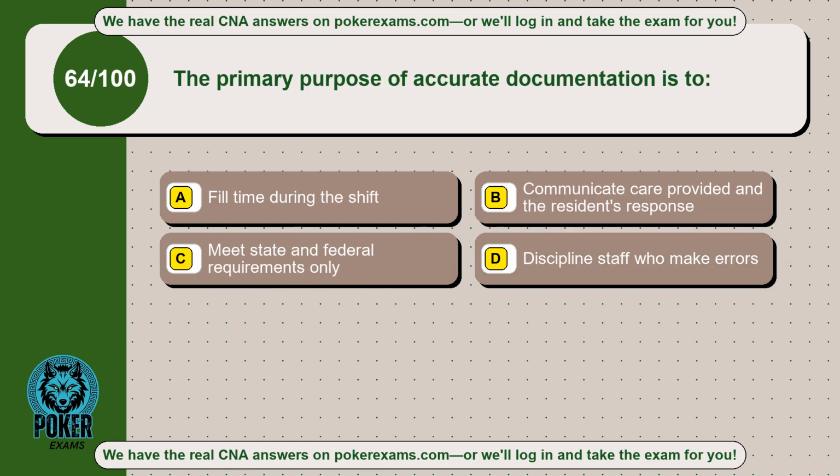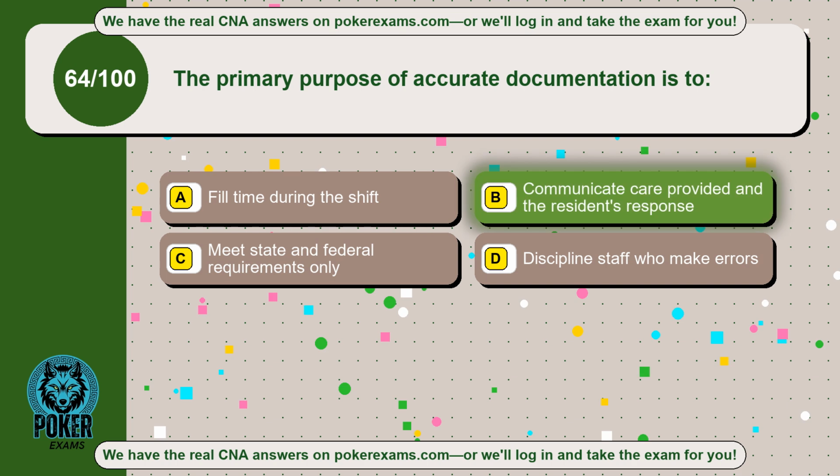Question 64. The primary purpose of accurate documentation is to: Option A, fill time during the shift. Option B, communicate care provided and the resident's response. Option C, meet state and federal requirements only. Option D, discipline staff who make errors. The correct answer is option B, communicate care provided and the resident's response.